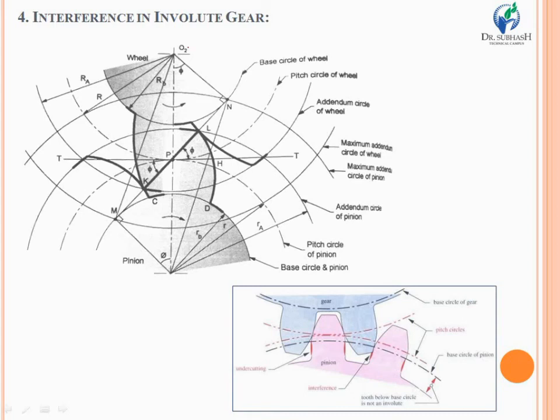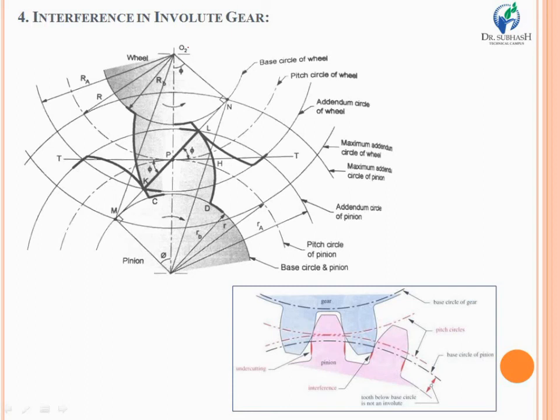Now one thing that you should keep in mind is that if the radius of the addendum circle of the pinion is increased from O1L to O1N, then the point of contact will move from L to N. When this radius is further increased, the point of contact will be inside the base circle of the wheel. Since we know that an involute can exist only outside the base circle, any tooth profile inside the base circle will be of the non-involute type.